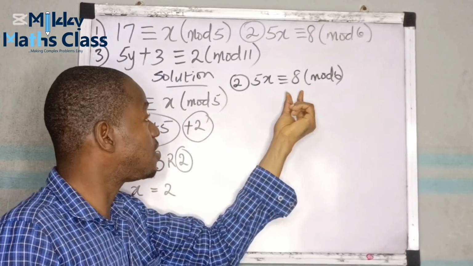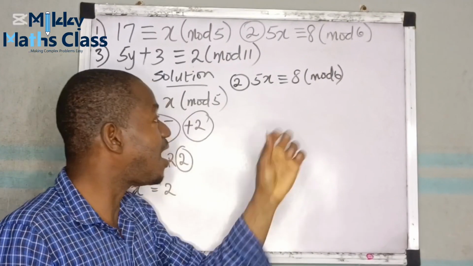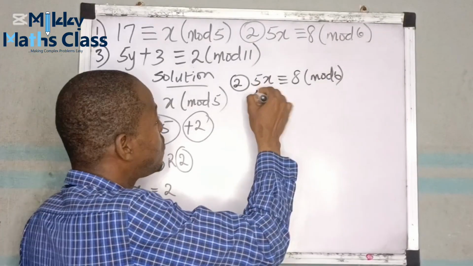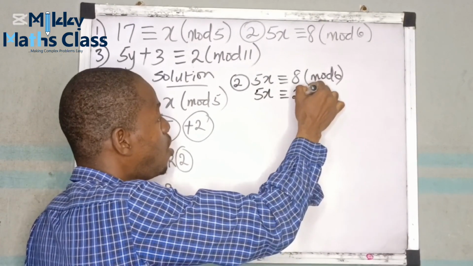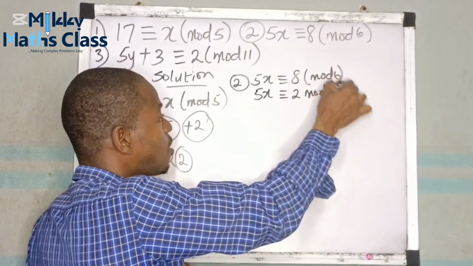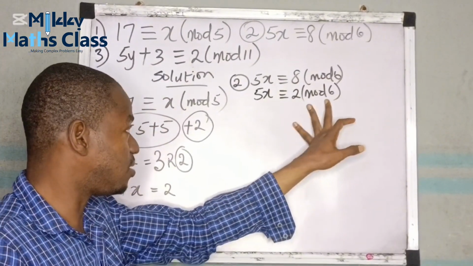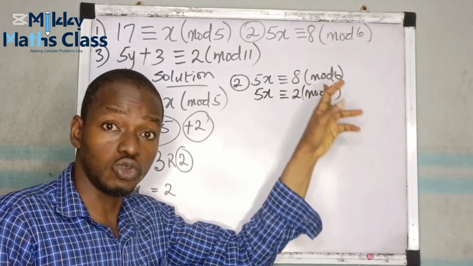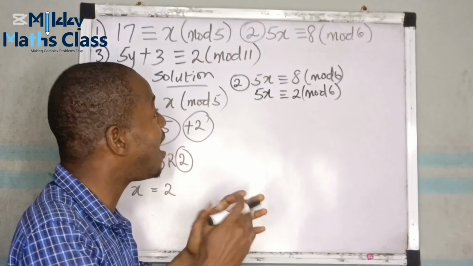And how do we do that? How many 6 will you see in 8? 1. Remainder 2. So this can be rewritten as 5x is congruent or equivalent to 2 mod 6. So from here, we can now work with this, because we cannot have the digit 8 in modulo 6. So we have to reduce it to a number we can have.